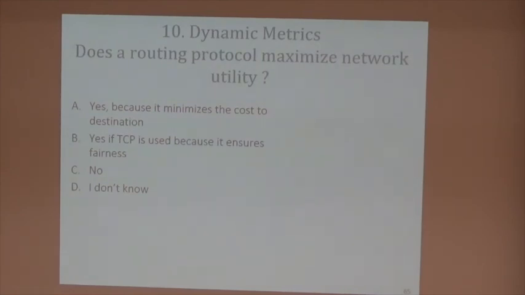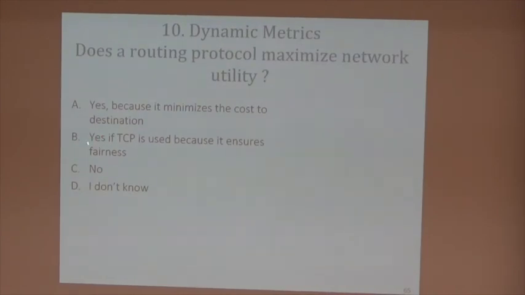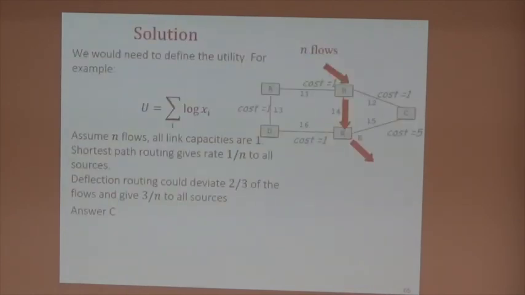We might be tempted to say yes, because it minimizes the cost to destination. Of course, it has nothing to do with TCP. So the only possible answer is perhaps C. Why is it? Well, first, it's not a well-posed question. We don't know what is the best in a network. So we need to give a metric that will say what is the best of a network.